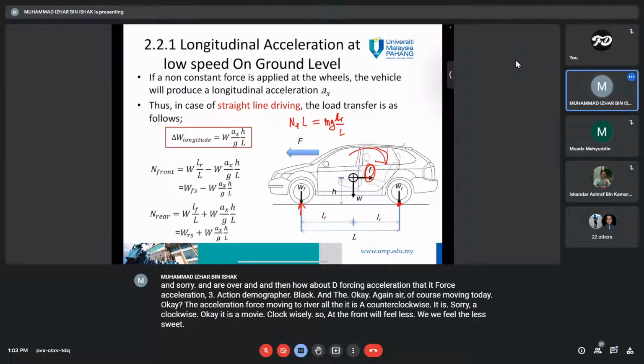So we say minus mg. Sorry, the weight still. So the mass itself.